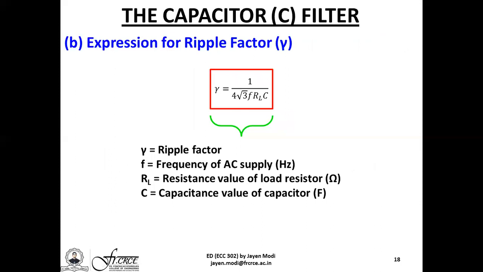The ripple factor gamma is given by gamma equal to 1 divided by 4 root 3 FRLC. One very interesting point here is that 4 root 3 is a constant, the frequency is a constant 50 Hertz, and the capacitance is also a constant. This ripple factor gamma is inversely proportional to the load RL, meaning if the load RL is very high, gamma is very low. Conversely, if the load RL is light, meaning its value is far lower, the value for gamma will ultimately be very, very high.